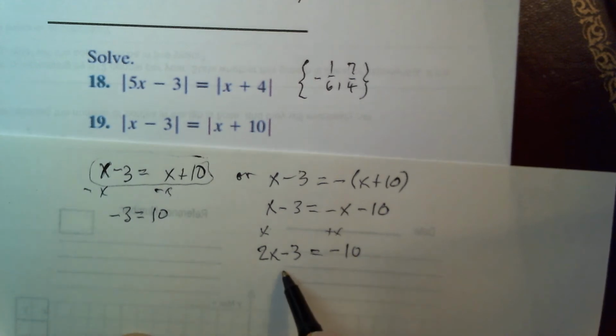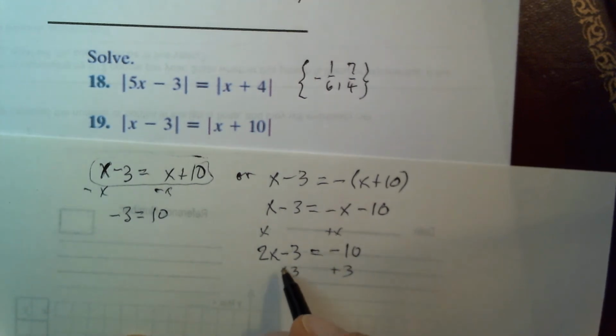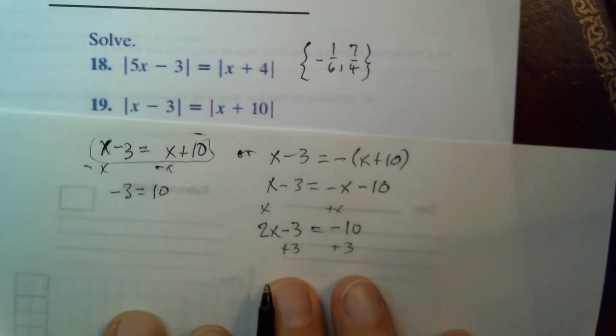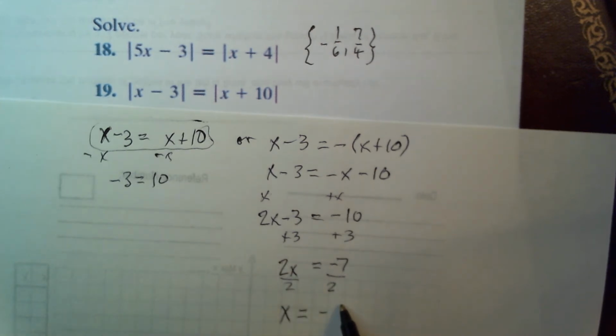Then we add 3 to both sides. So that means we isolate the term with a variable. We have 2x, and on the right side we have minus 7. So then we divide by 2 on both sides. So the 2's cancel. We isolated x as minus 7/2, or 7 divided by 2.